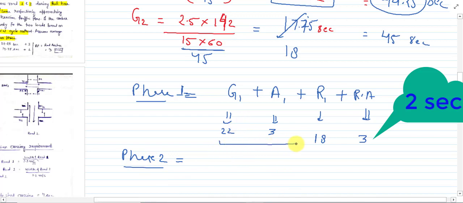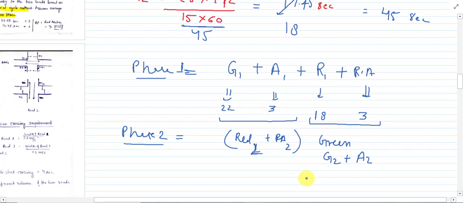So this amount is taken as the red time. So this is the red one, including the red amber. Okay, and this one is considered as green time, meaning we can assume that this is G2 plus A2. So here this is red time 2 with red amber 2. So basically now we are going to draw the phase diagram for 1 and 2.